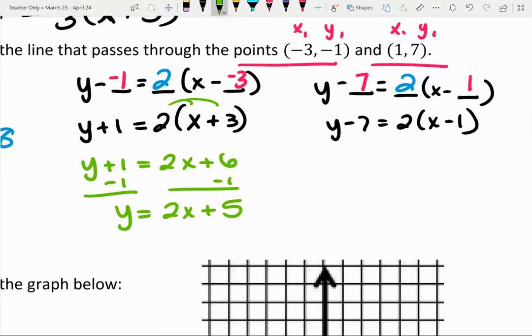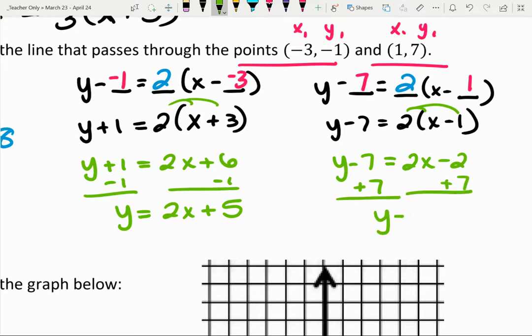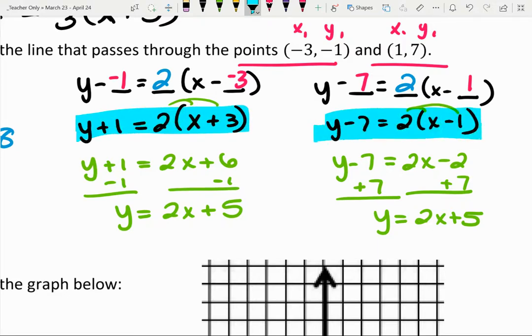And to prove that it's the same as my line using the point 1, 7, I'm going to do the same thing. I'm going to distribute that 2. So I get y minus 7 is equal to 2x minus 2. And then the opposite of subtracting 7 is adding 7 to both sides, and I'll get y is equal to 2x plus 5. Those are exactly the same, which means that our two equations here are also exactly the same. Either one of those would be perfect answers for this.